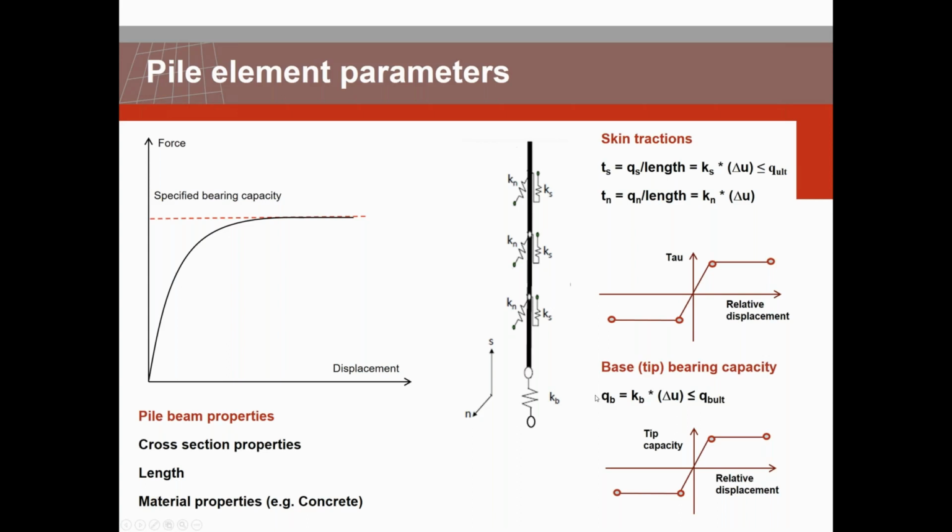Because of the large number of interfaces, so the large number of springs, there is a high interaction of all these springs, so we end up having a highly nonlinear curve describing the force displacement of a single pile. And next to this property, we have also the pile beam properties, pile truss properties, in terms of cross-section property, the length, and the material properties, concrete or steel.